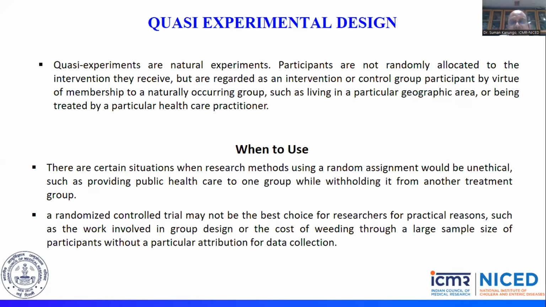When do we do a quasi-experimental design? There are certain situations when research methods using a random assignment would be unethical, such as providing public health care to one group while withholding it from another treatment group. When we know that that intervention or treatment is good for public health, a randomized control trial may not be the best choice for the researcher for practical reasons, such as the work involved in group design or the cost of recruiting a large sample size of participants for data collection.